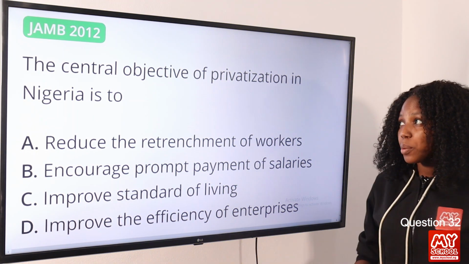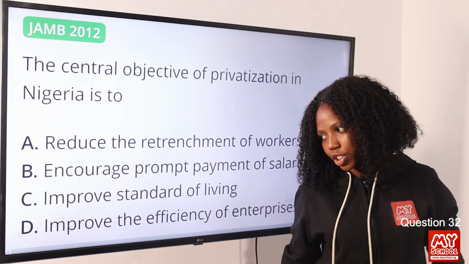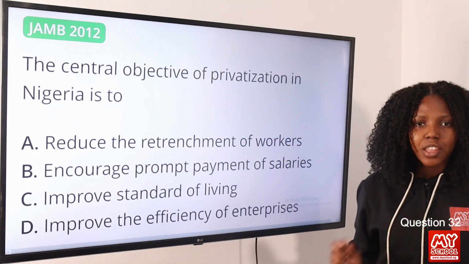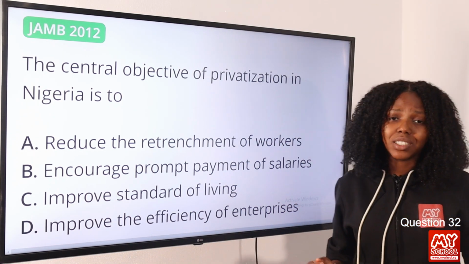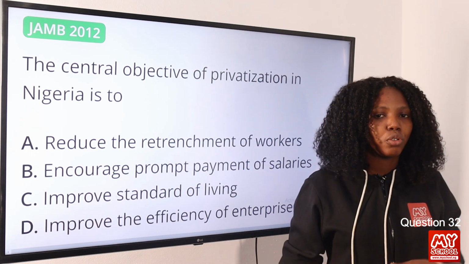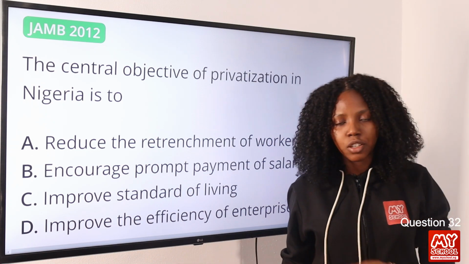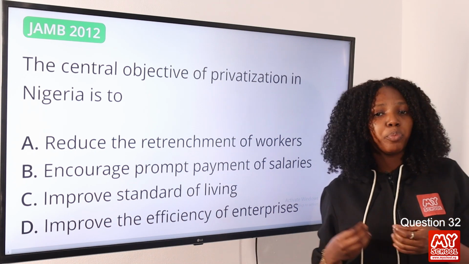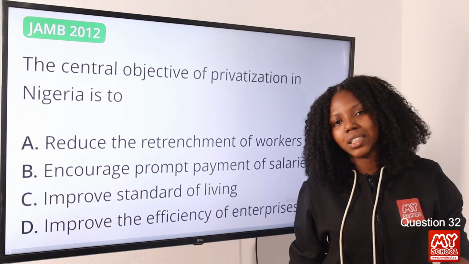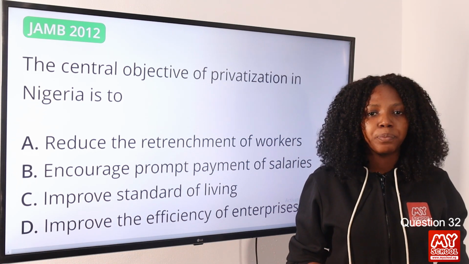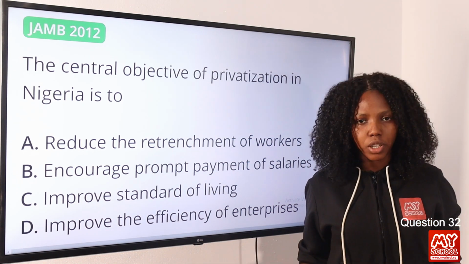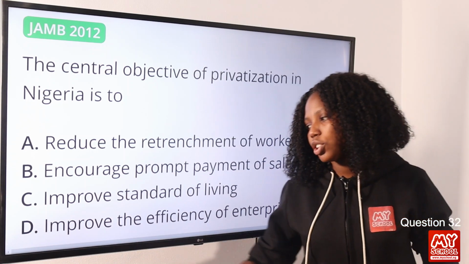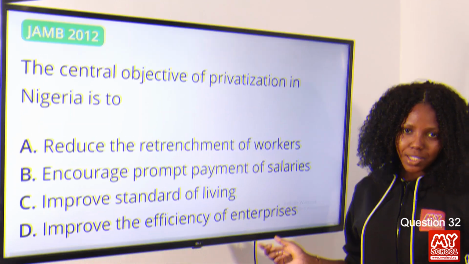Question 32. The central objective of privatization in Nigeria is to dash. The answer to this question is option D, improve the efficiency of enterprises. Now, first and foremost, what is privatization? Privatization is the transfer of business ownership and control from the public to the private sector. A good example of the positive effect of privatization is when there is an increase in the number of companies listed on the Nigerian Stock Exchange. So the answer to this question is option D, improve the efficiency of enterprises.